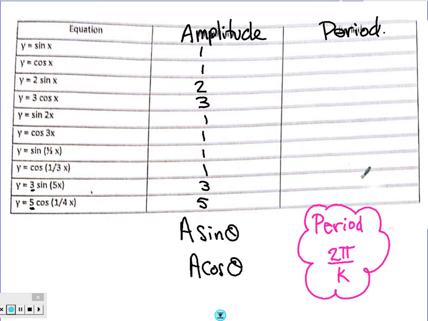Then we want to find the period. Here is a little formula for finding the period. You need to write it down. It may be on your paper somewhere, but 2 pi over k. K, you know what? Let's not use k. Can we use b? Let's use b. I'm taking away k. I'm rewriting it as 2 pi over b.